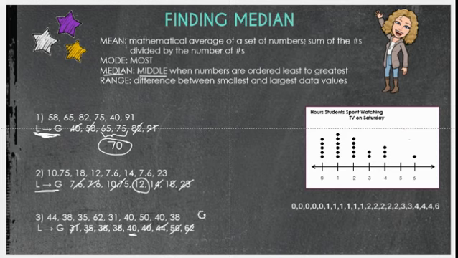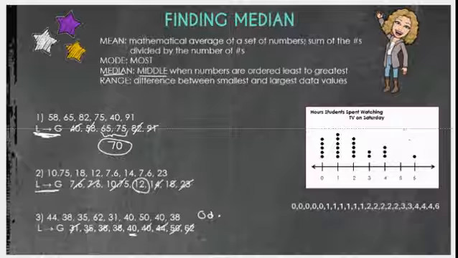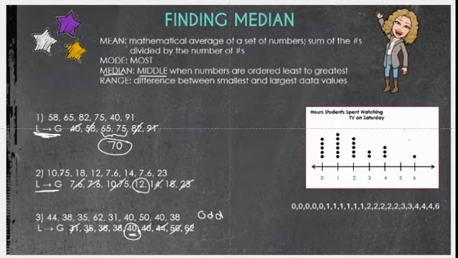1, 2, 3, 4, 5, 6, 7, 8, 9. When there is an odd number of numbers in the data set, there will be one middle. 1, 2, 3, 4, 5, 6, 7. That's odd. 1, 2, 3, 4, 5, 6. When there's an even number of numbers in the data set, we will have two middle numbers, and we'll have to find the average of those.